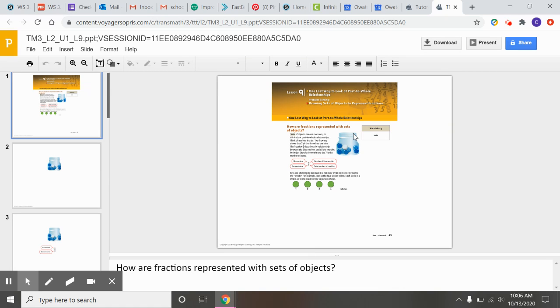Today we are working on lesson 9. We're going to talk about another way to represent part-to-whole relationships with objects.